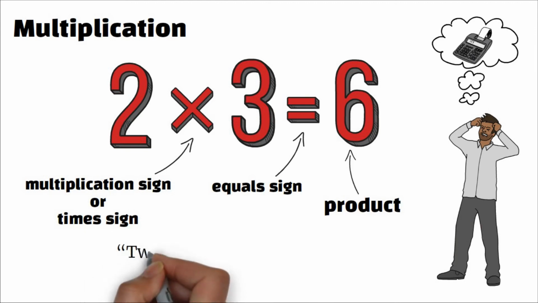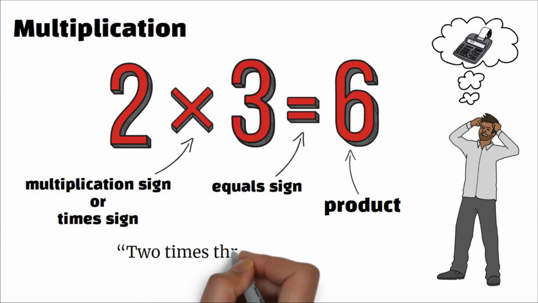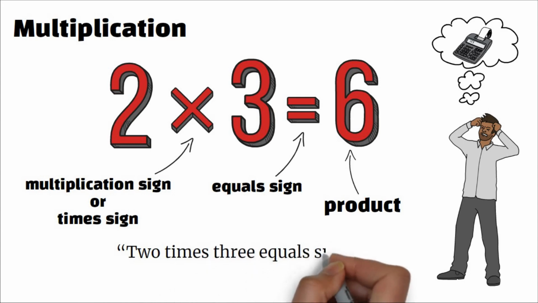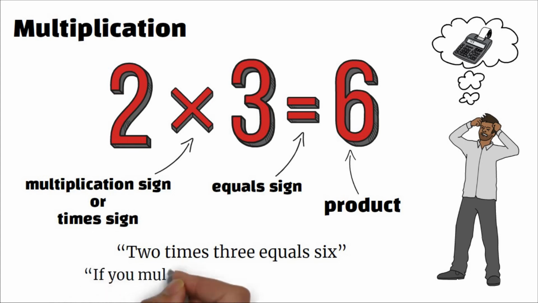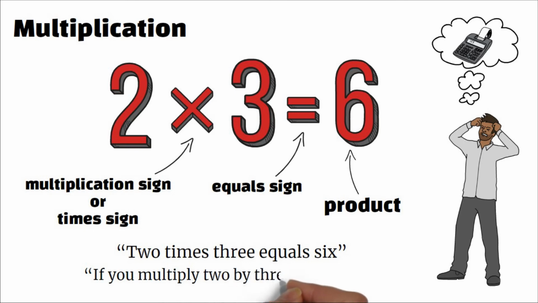We read the whole equation like this. 2 times 3 equals 6. Or if you wanted to explain this to someone, you could say, if you multiply 2 by 3, you get 6.